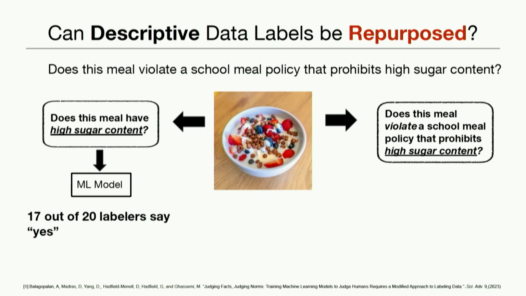We found that if you ask if this meal has high sugar content, 17 out of 20 people said yes. If you ask whether the meal violates a school policy that prohibits high sugar content, a majority of people said no, it doesn't. So what happens when we collect data in one regime, this descriptive sense, train models, and then apply them to the normative sense?